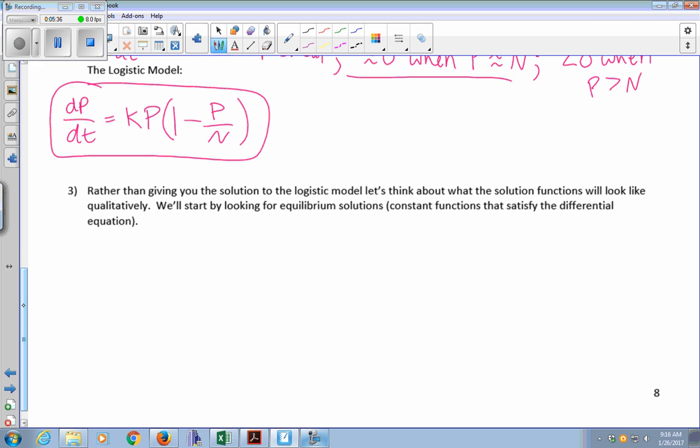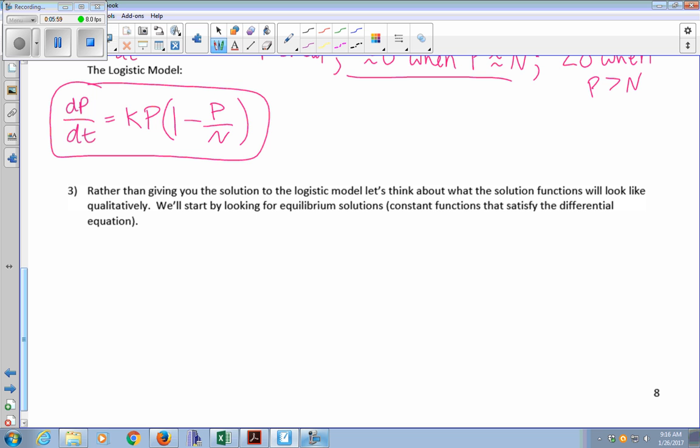Rather than giving you the solution to this logistic equation, this logistic model, we're just going to think about what the solution functions will look like qualitatively. So I'm going to start by looking for equilibrium solutions. Equilibrium solutions are constant functions that satisfy the differential equation.